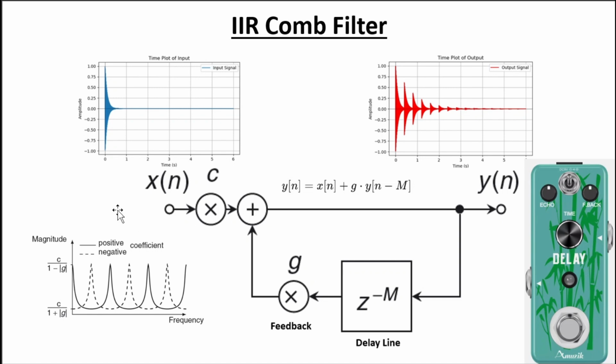As far as the name of the filter is concerned, it is derived from the spectrum that it generates. The spectrum looks like a comb. Some frequencies are amplified and some frequencies are attenuated. And because of the shape of this spectrum, the filter is called a comb filter.